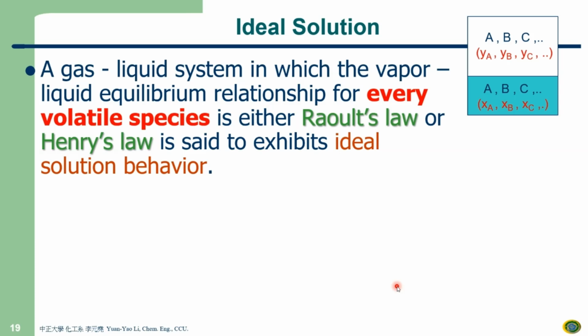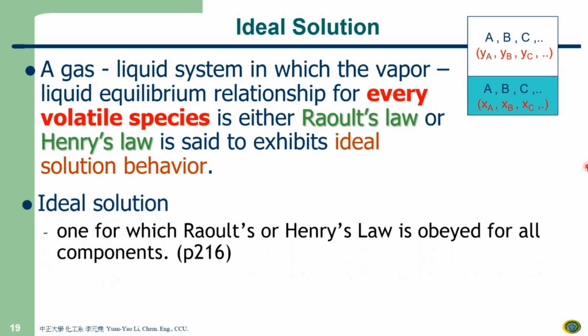So what about ideal solution? An ideal solution is one in which all the species in the system apply either Raoult's law or Henry's law. If the system fits Raoult's law or Henry's law, it will be called an ideal solution. Let me show you an example very soon. So an ideal solution is one where Raoult's law or Henry's law is obeyed for all the components. I have an example on the next page.